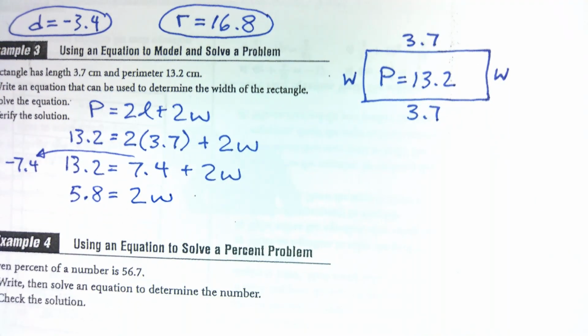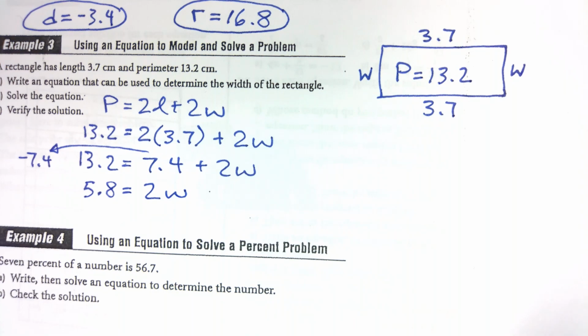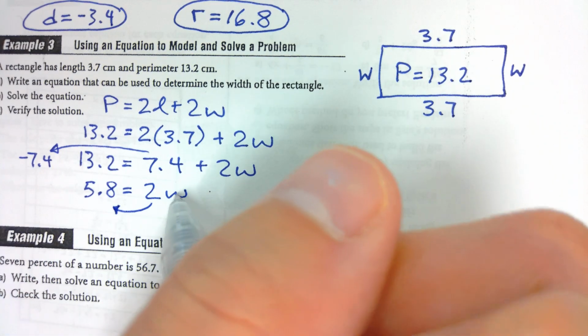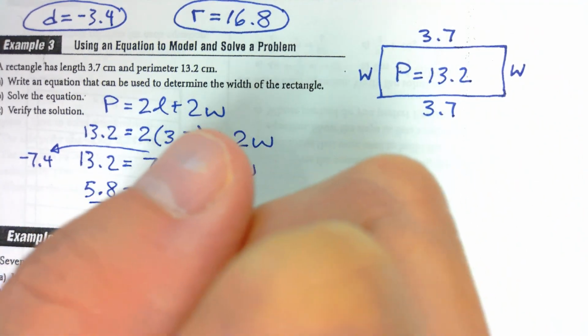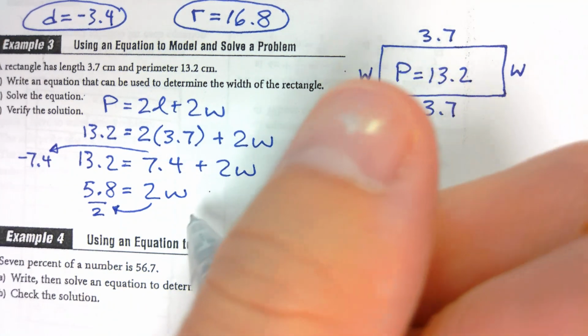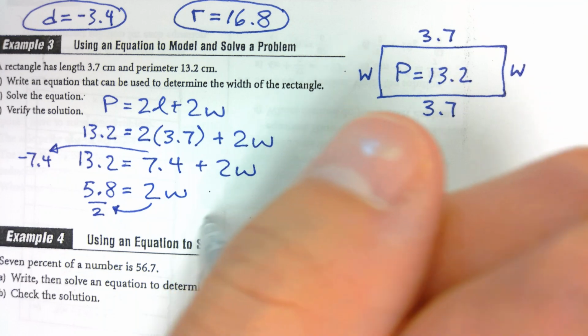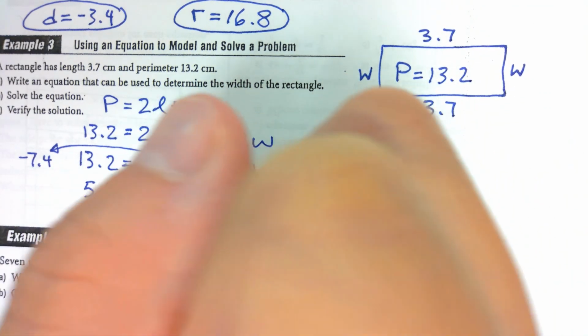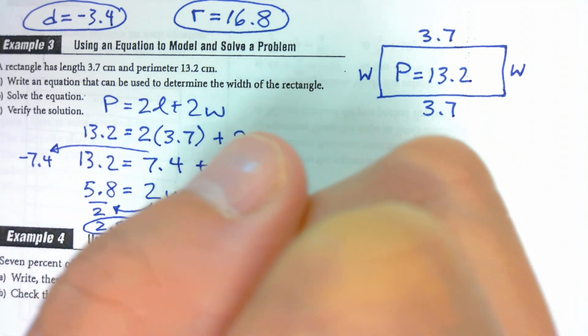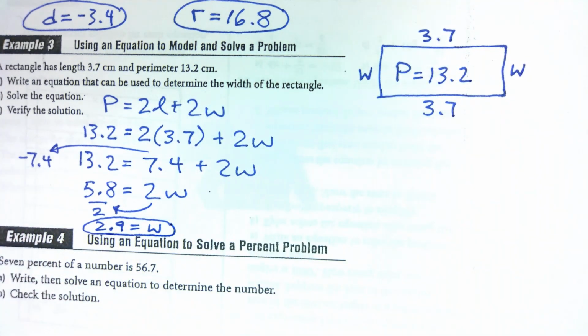Again, I want W by itself. So the last thing I need to move is the 2. Divide, because this is 2 times W, so to undo it, I'm going to divide. 2.9. Yeah, so 2.9 equals W. Okay, and again, it doesn't matter if you write W equals 2.9 or 2.9 equals W, they're the same.